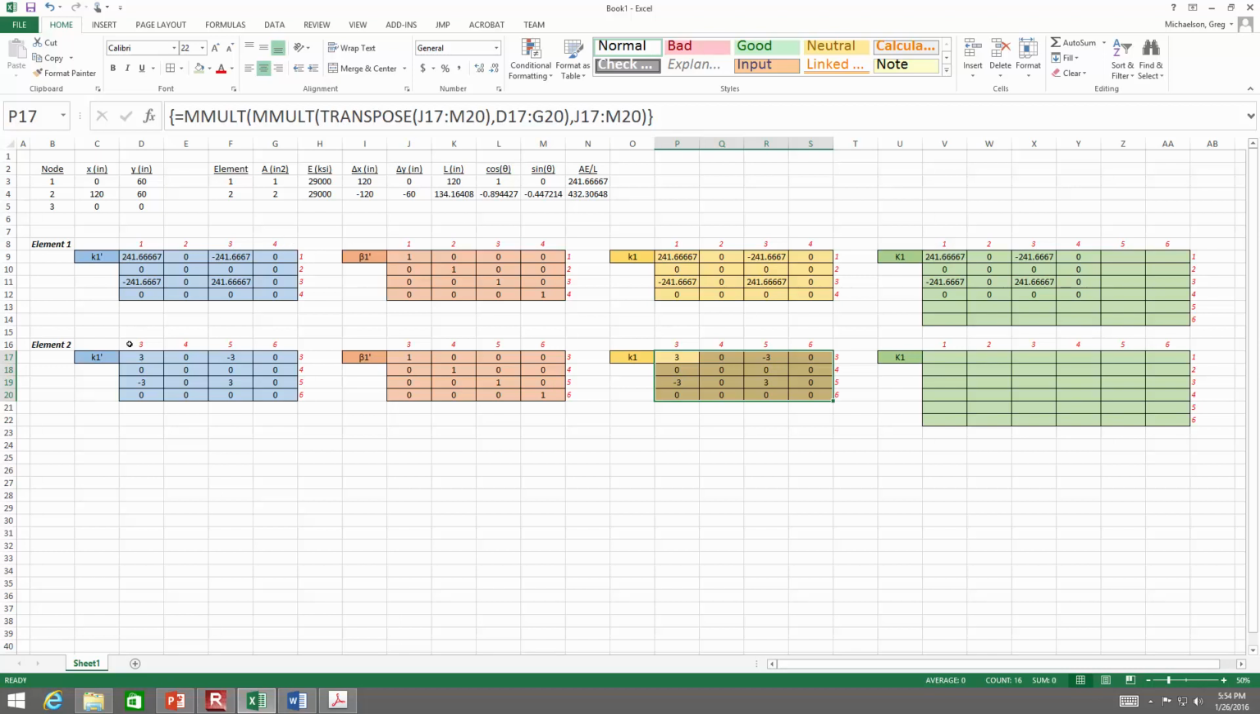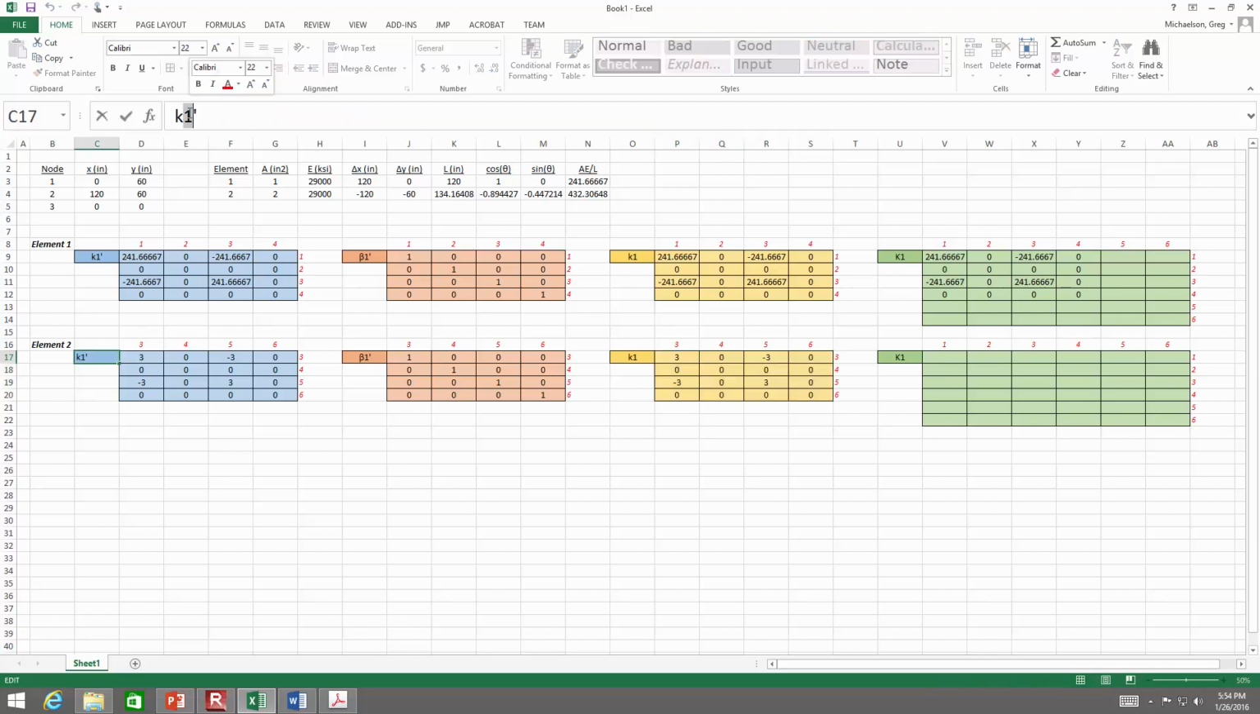So let's start doing some formatting. First off, I need to change all these to 2s. We're talking about element 2, so this is beta 2. And I have a prime here, but I actually don't need that for the beta. I just noticed that. Don't need that. This is K2.